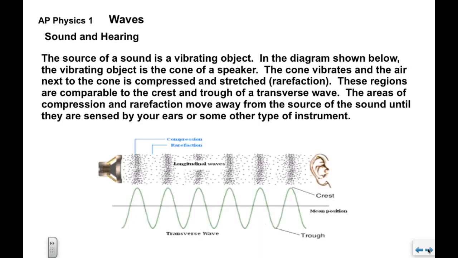These regions are comparable to the crest and trough of a transverse wave. Now we can see the air molecules here in between the speaker and this ear are alternately compressed and rarefacted. So this analogy is the wave crest on the transverse wave that you see below.